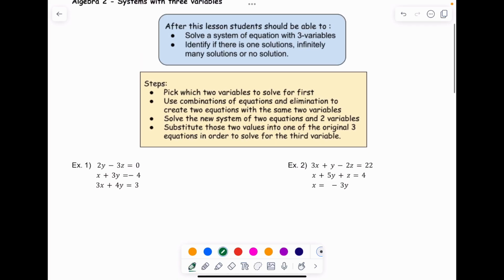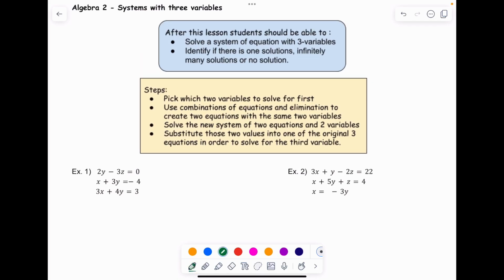Okay, so in this video, we're going to talk about systems of equations with 3 variables instead of 2 variables, but it's done similarly. As a matter of fact, one of the goals in this is to try to get to where we have 2 equations, 2 unknowns, because we do know how to solve that.